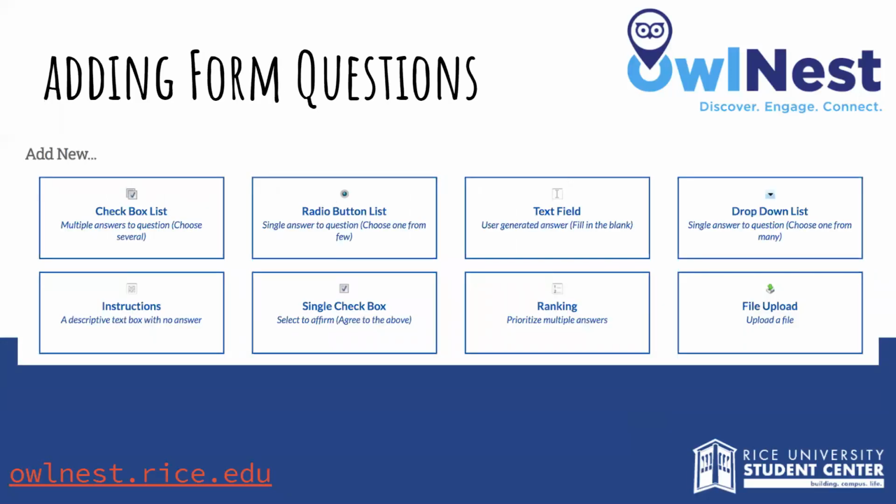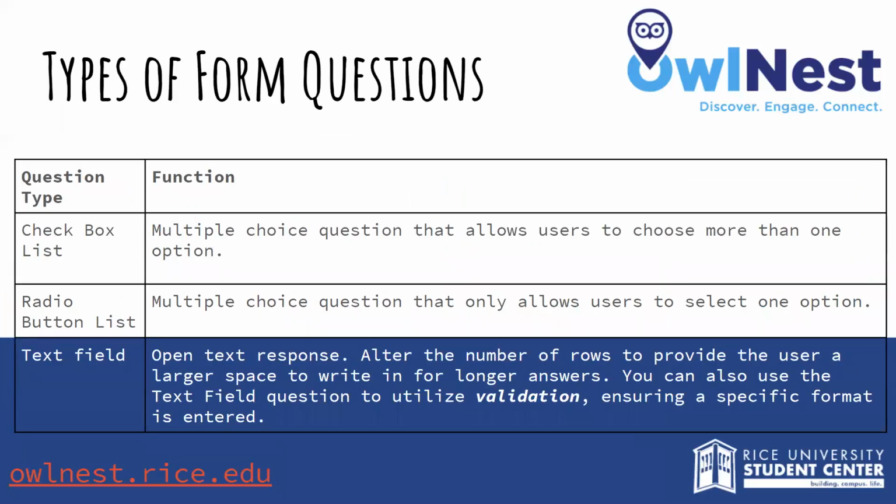When you scroll down on a specific page, there will be options to add different questions. Choose the question type that best matches the question you want to ask and the response you want to receive. Here's some more detailed information about the types of questions and their functions. For example, the checkbox list is a multiple-choice question that allows users to choose more than one option, whereas the radio button list is a multiple-choice question that allows users to select only one option.